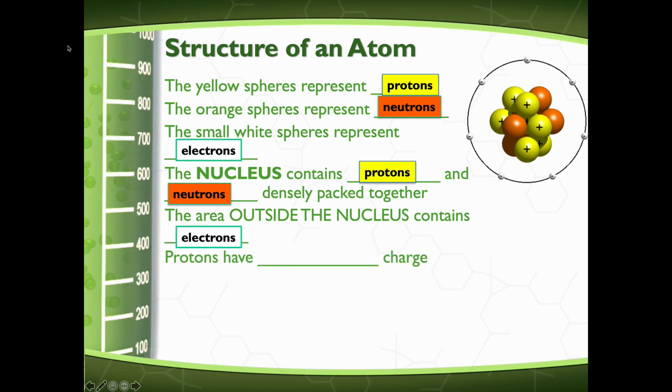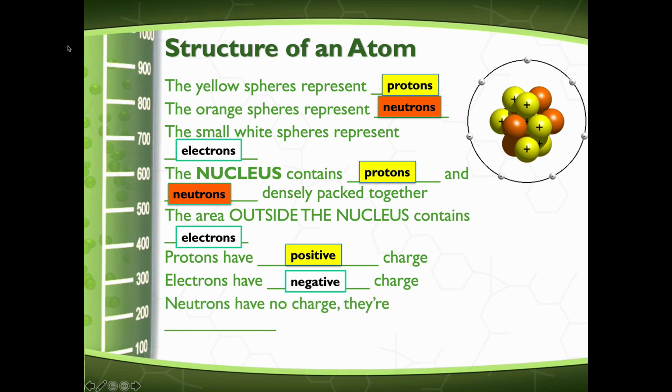All right, now protons have charge associated with them, and that's positive charge. You can see that from the pluses on them. Electrons are negatively charged, and you can see the little tiny mini negative signs on each one of those white spheres. And then neutrons, they have no charge. They're actually neutral. So technically, a neutron is nothing more than a proton smushed together with an electron, and that's why they have no charge, because the positive and negative charge cancel each other out.